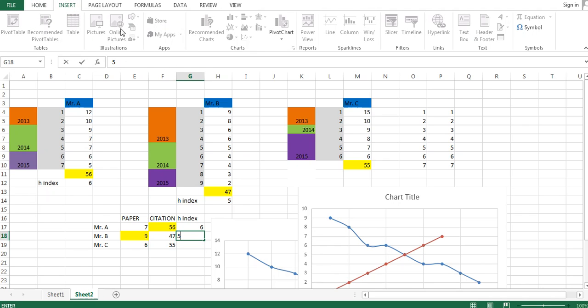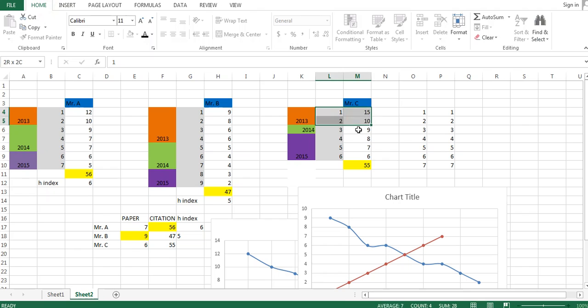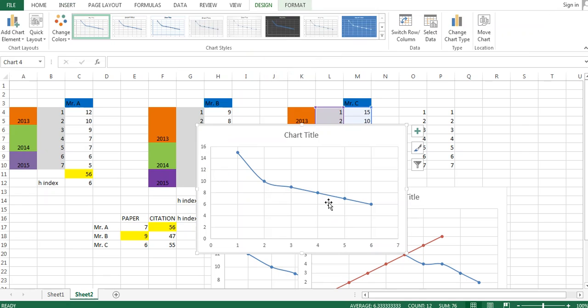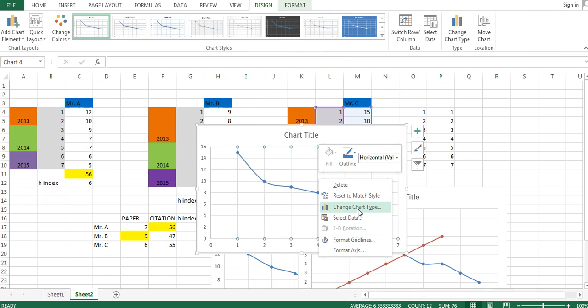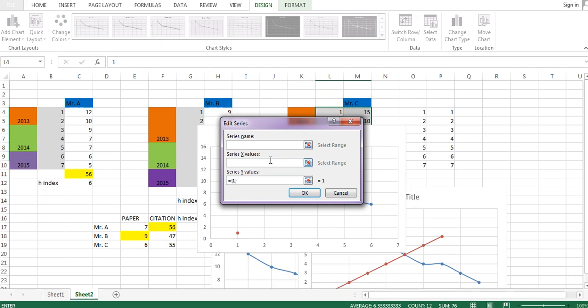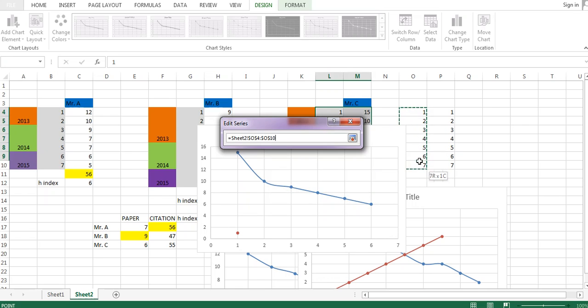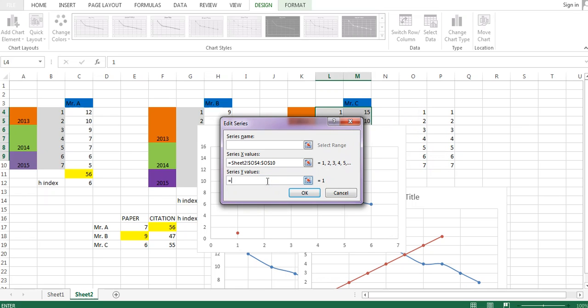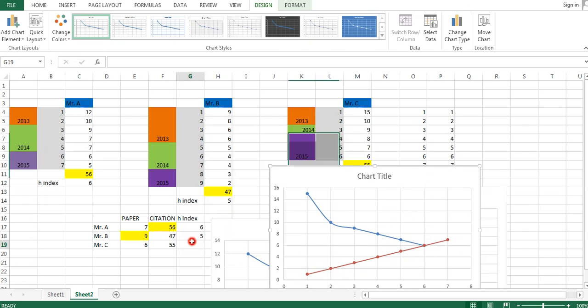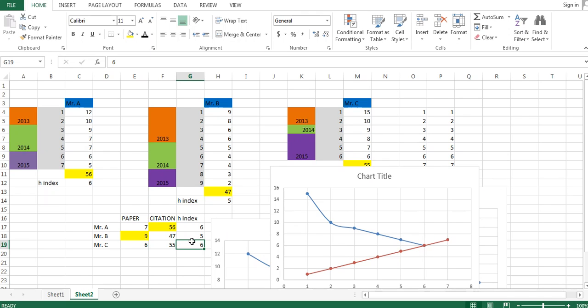I just select the data, go to insert, plot it. Then again I have to plot the 45 degree line, select data, then y-axis data, say this column, and plot. So here it is coming 6, here also it is coming 6. I just save it.